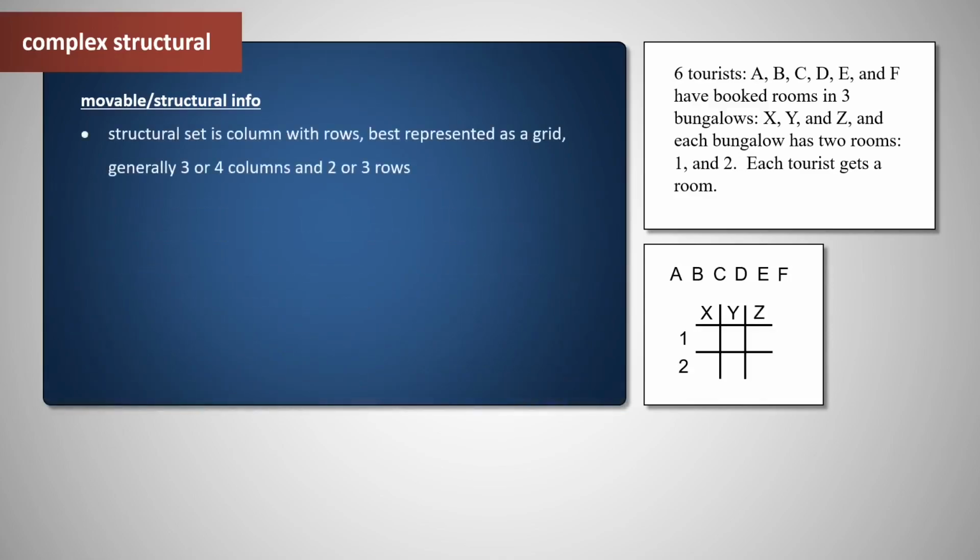Likewise, the structural set is a column with rows, and that's what we have here. X, Y, Z are the columns, and 1 and 2 are the rows, and it's best represented as a grid. It's generally going to be 3 or 4 columns and 2 or 3 rows. So you're going to have generally anywhere from a 2 by 3 to a 3 by 4, or it might be 2 by 5, or sometimes even a 3 by 5 grid.